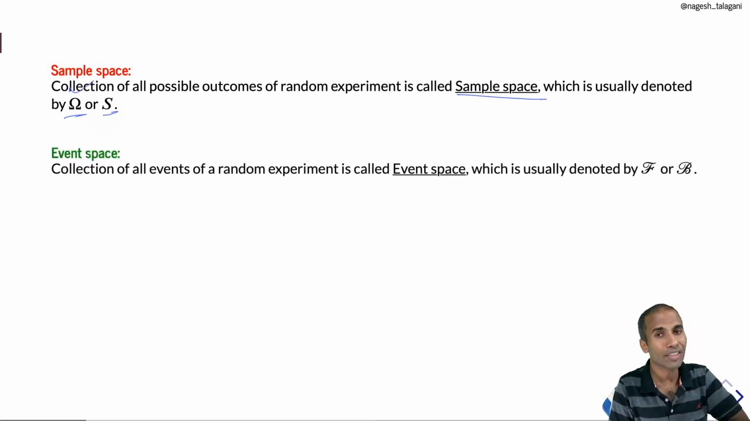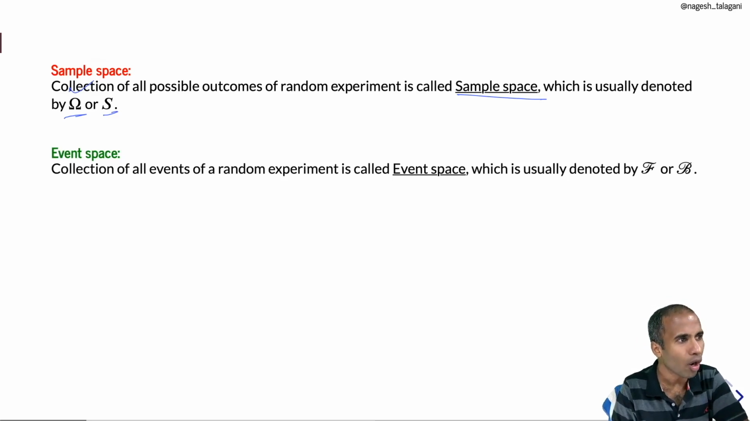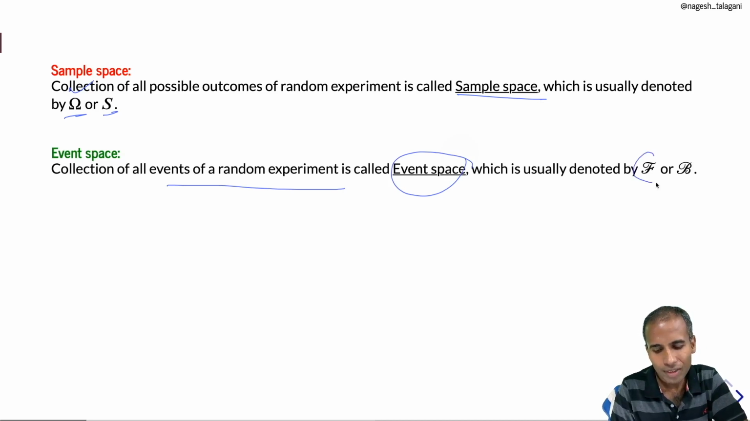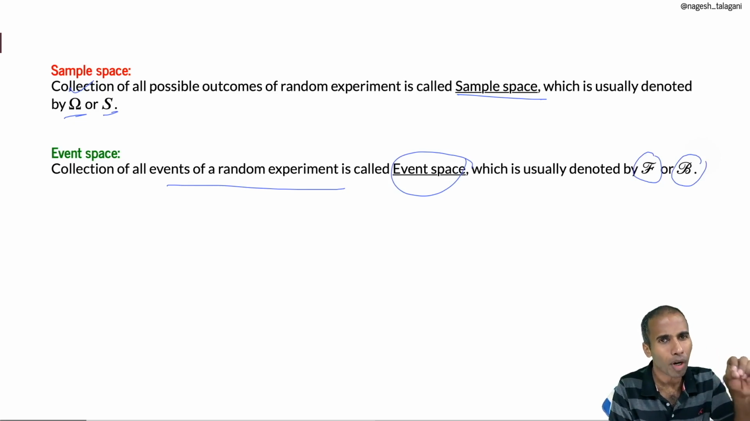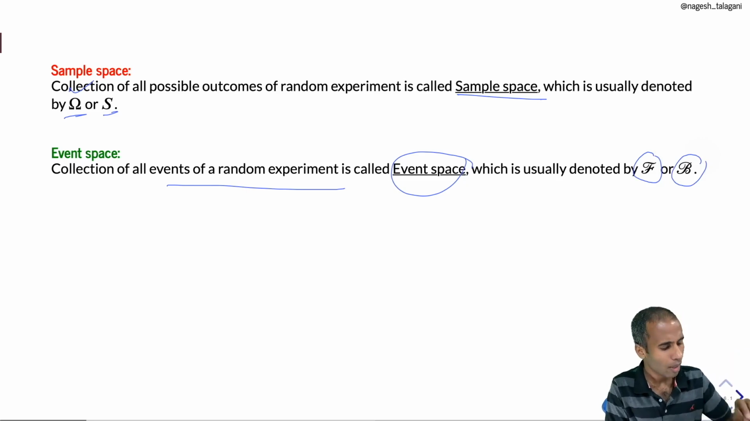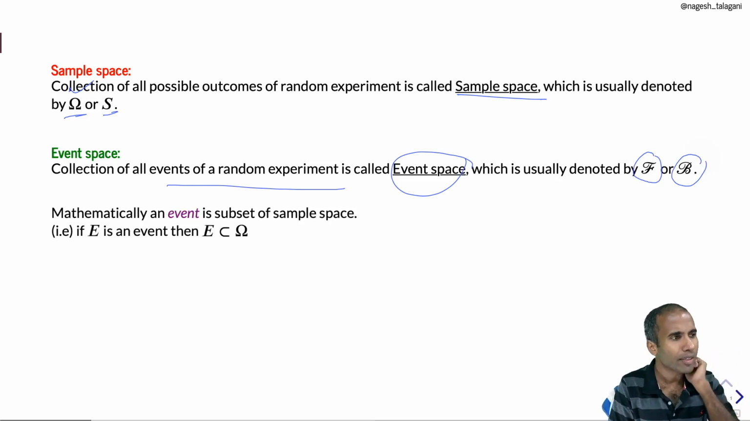Next component is event space. The collection of all events of a random experiment is called the event space, which is usually denoted by script F or script B. An event is a property which can be observed to hold or not to hold after the experiment is done. Mathematically, an event is a subset of the sample space.